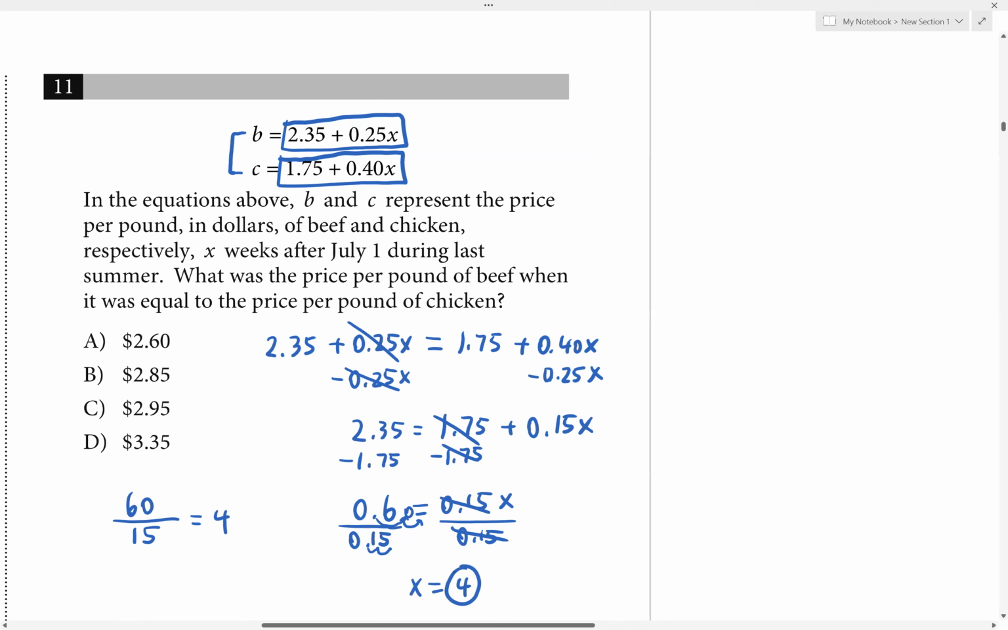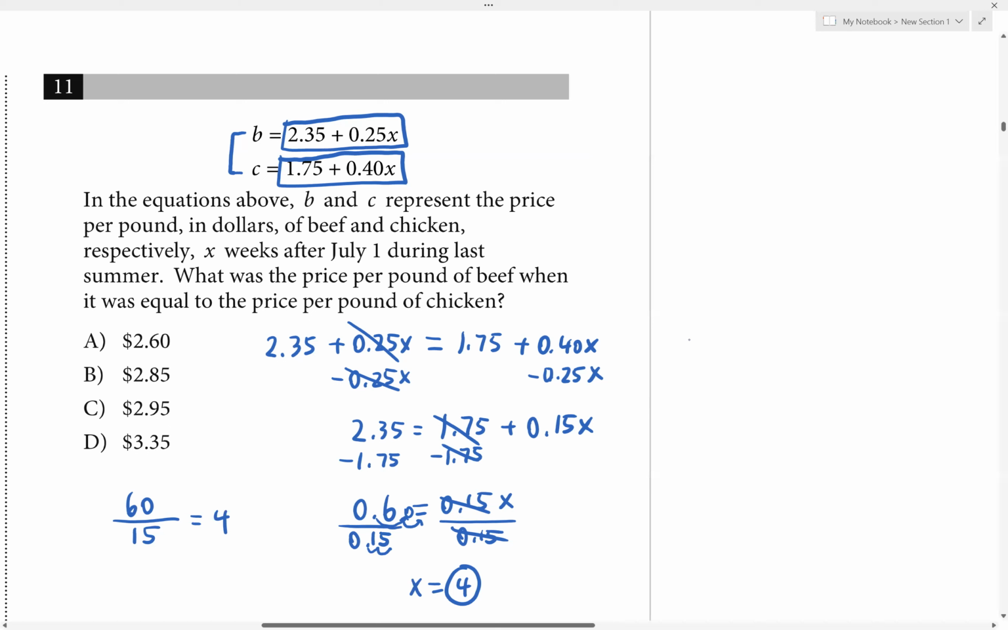So x equal to 4 is the x value. That's not the final answer, because x represents the number of weeks after July 1st. So four weeks after July 1st is when the two prices are equal. But what is the actual price? That's what we're trying to solve. Once we have the x value, we can plug it into one of the equations to solve for the price. It doesn't matter which one we plug in. If we did it correctly, they should give us the same answer in the end, because the beef and chicken should be equal here.